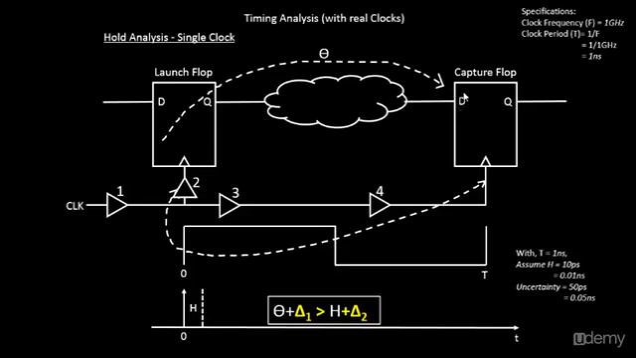Else if it accepts the data within that time, within this hold time, the data which is already present might get corrupted. So that's the reason it doesn't want to accept any kind of data during the hold time. So it's plain and simple. It says that the combinational delay should be greater than the processing time of the capture flop, which is nothing but the hold time.